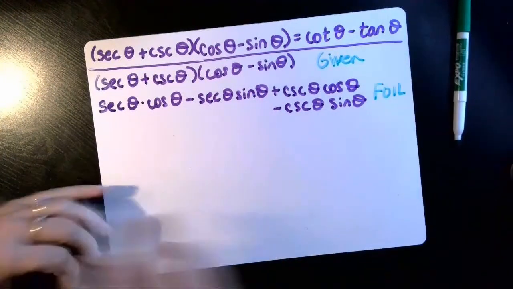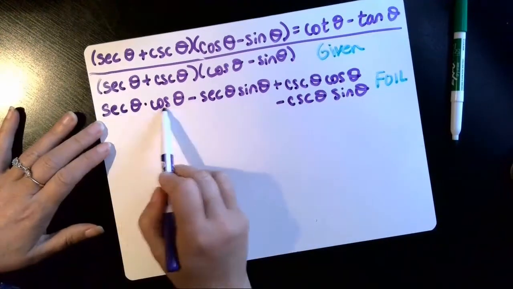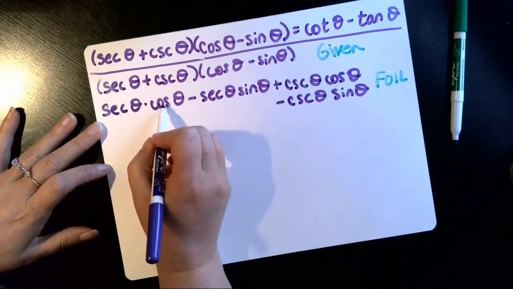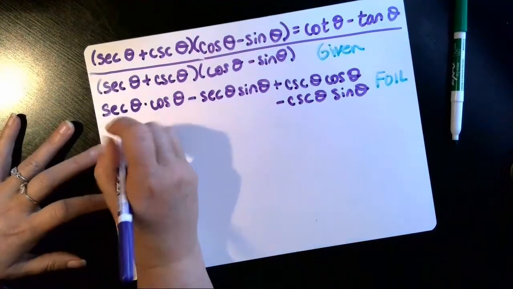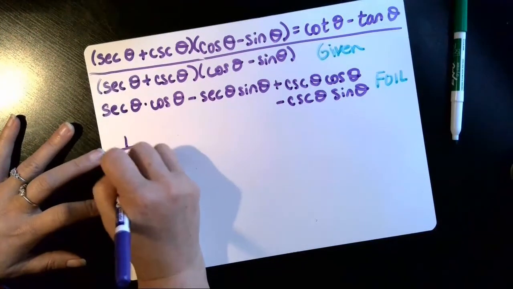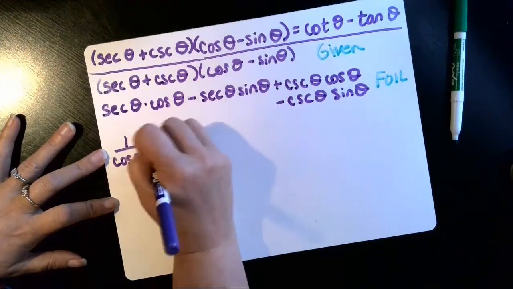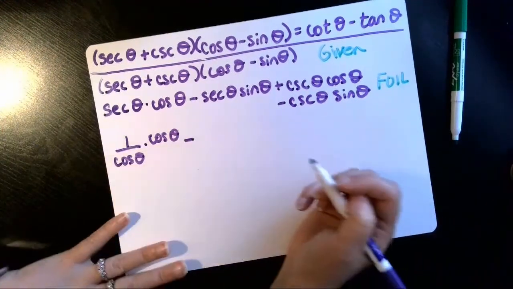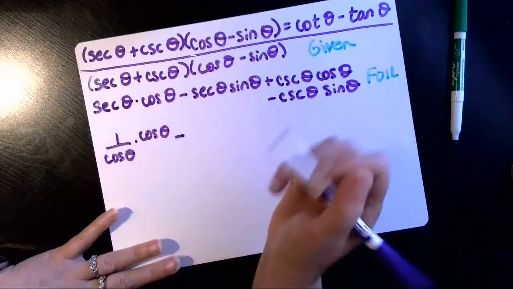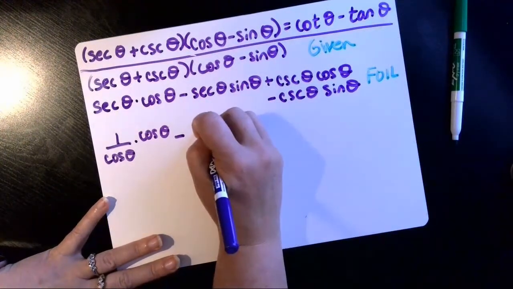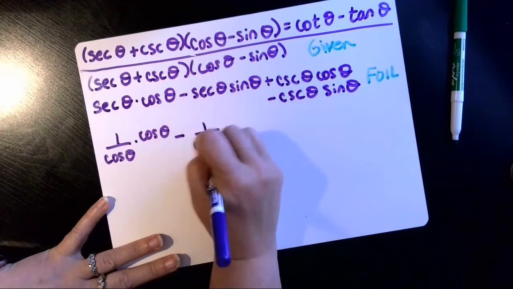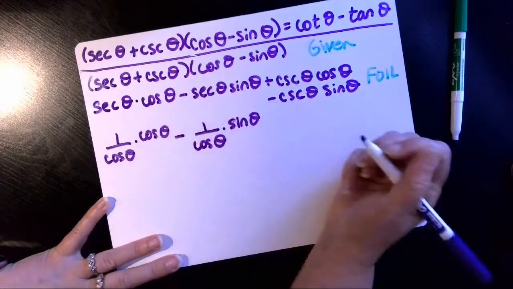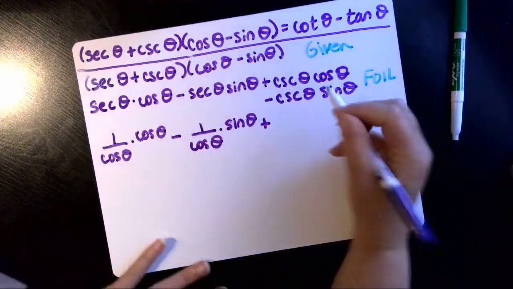Okay, and my board is too short to stretch that the whole way out, but that was FOIL. Now when we look at this first product here, secant times cosine, secant is the reciprocal of cosine, so secant would be the same as 1 over cosine of theta, and that's times cosine of theta. And then that's minus secant, which is 1 over cosine, so we'll have 1 over cosine of theta times sine of theta.